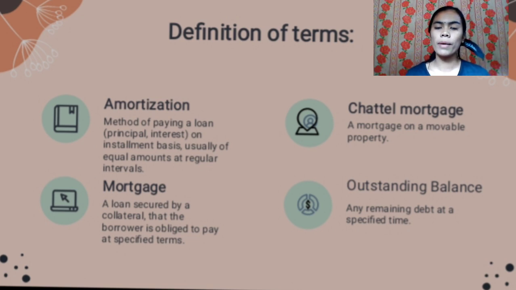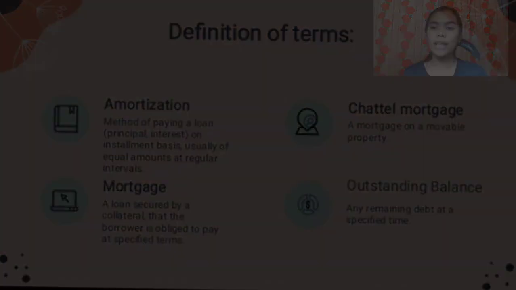So next is mortgage, a loan secured by a collateral that the borrower is obliged to pay at specified terms. And the chattel mortgage, a mortgage on a movable property, like equipment. And outstanding balance, any remaining debt at a specified time.